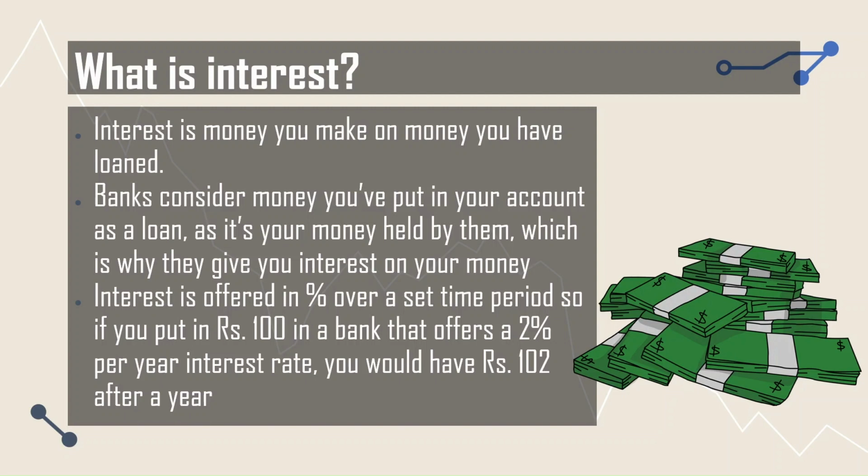So if you put 100 rupees in a bank that offers a 2% per year interest rate, after a year they'd give you 2% of your deposit or what's in your account. And so 2% of 100 rupees is 2 rupees. So they'd add that on, and then you'd end up with 102 rupees in your account after the year.